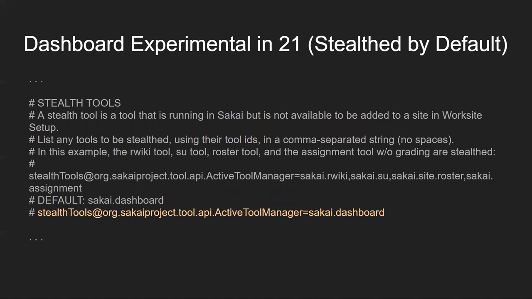So because it's stealthed, the admin has to actually put it into a course before you can see it. And this is the property that controls whether something is stealthed or not, and it is stealth by default. So if you want it to be unstealth, you need to remove this property. You don't want this property to equal Sakai dashboard in your properties file. You want to take that out so that it won't be stealthed and everybody can see it. So that's an option that, again, you'd have at the system level.